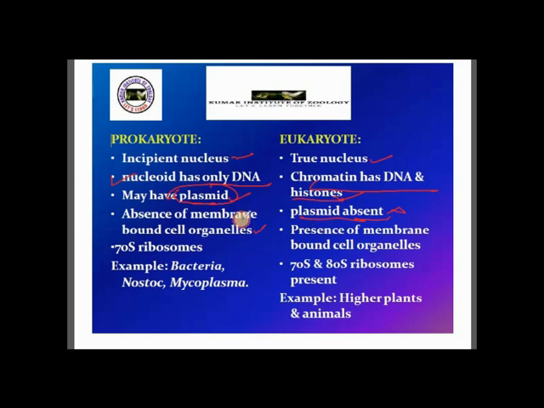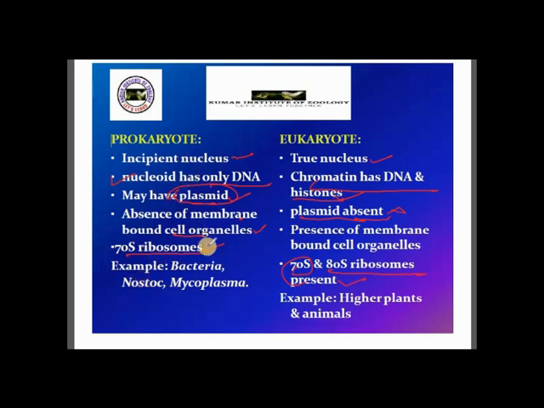Next, organelles like ribosomes, lysosomes, and mitochondria are all present in eukaryotic organisms. Some of the cell organelles are also present here. 70S ribosomes are present in the prokaryotes, but in the eukaryotes, along with the 70S ribosomes, 80S ribosomes are also present.